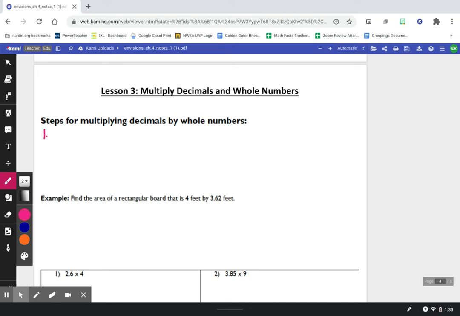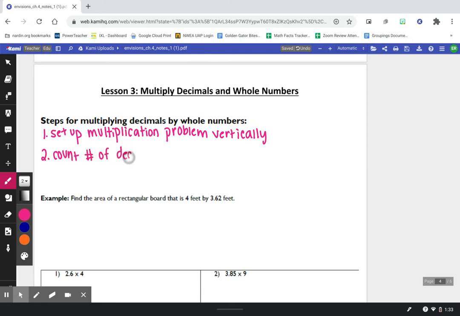So the first step is to set up your multiplication problem vertically. So we might be given it horizontally. You might just be given a word problem. Make sure you set it up vertically, which means up and down. And then what you're going to do is step number 2, you're going to count the number of decimal places that are in the decimal you are given.